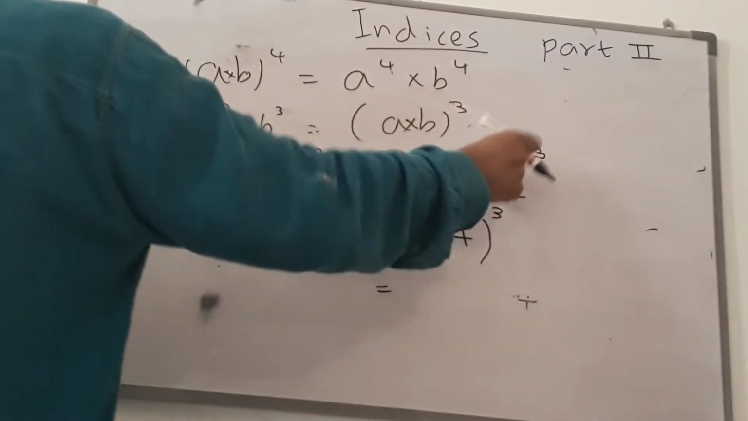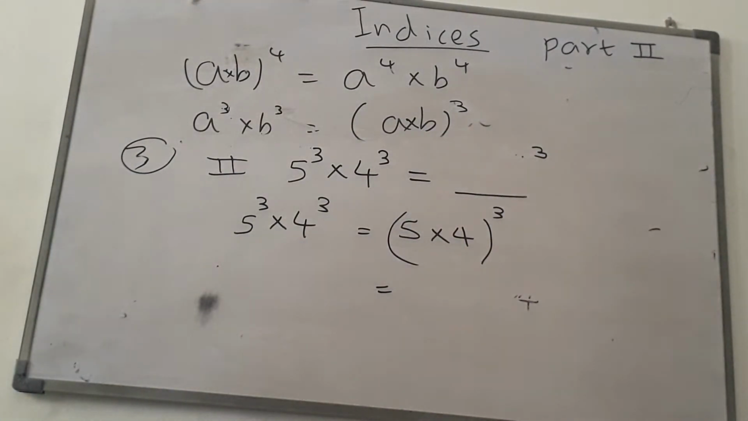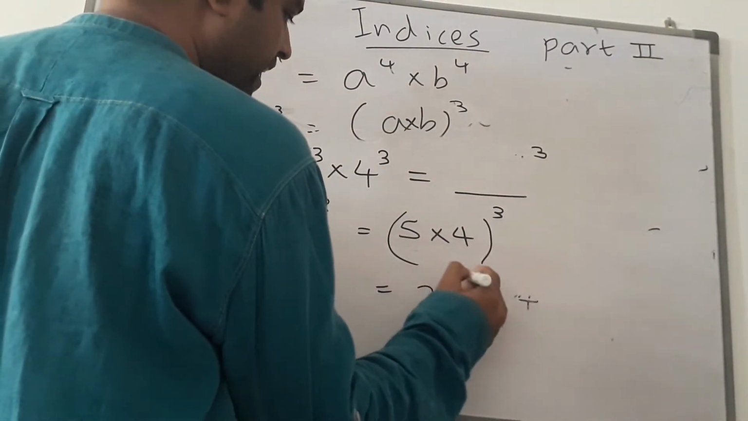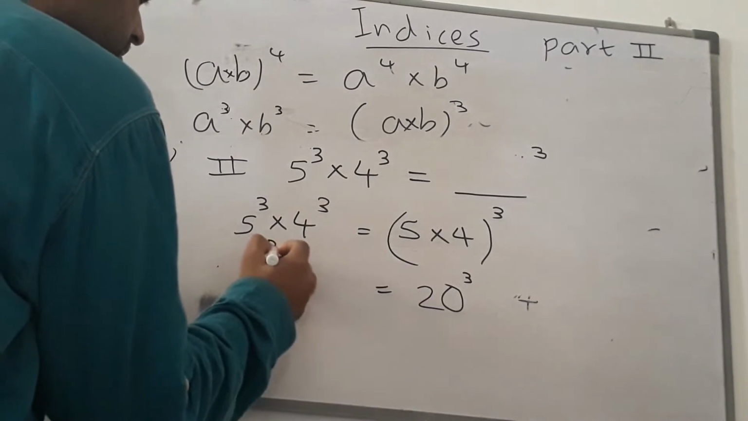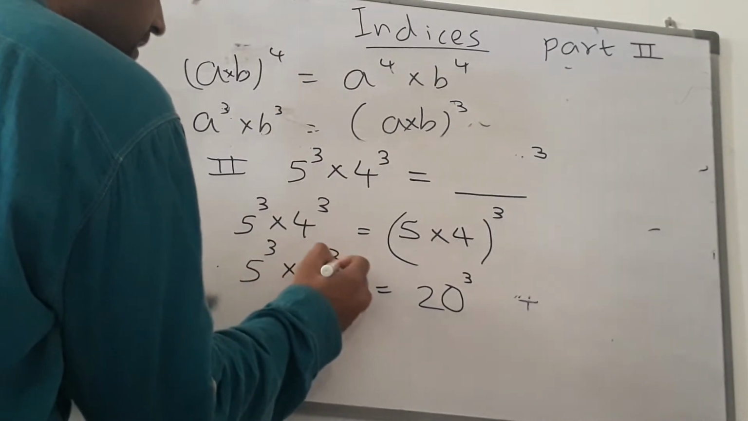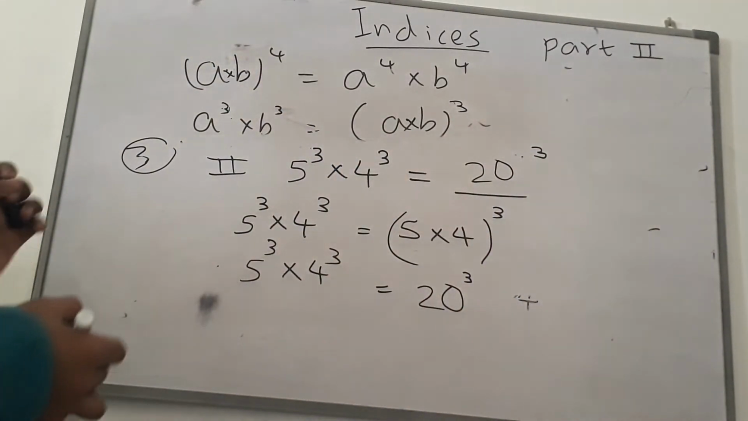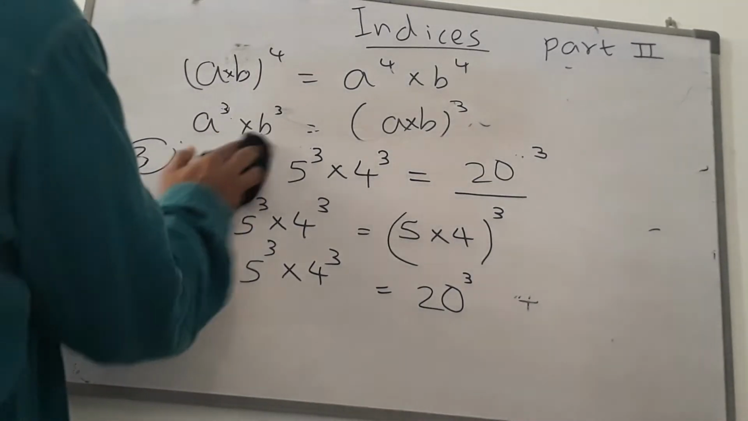Now the power 3 is given. We want to find the value here. What is 5 times 4? 5 times 4 is 20. So 20 to the power 3 is equal to 5 to the power 3 times 4 to the power 3. So here the answer is 20 to the power 3. Okay, third question.